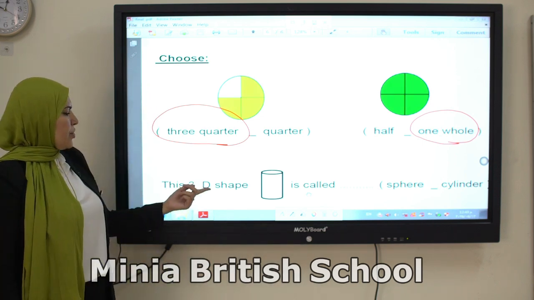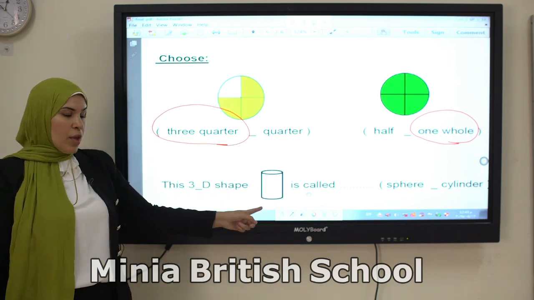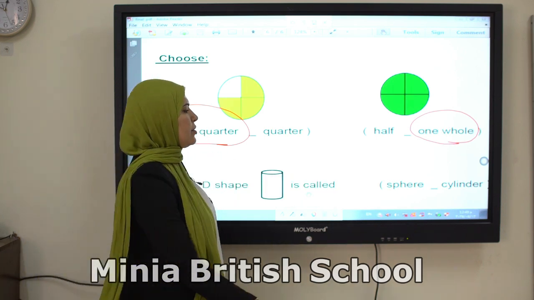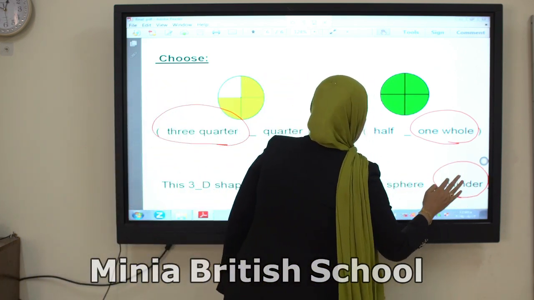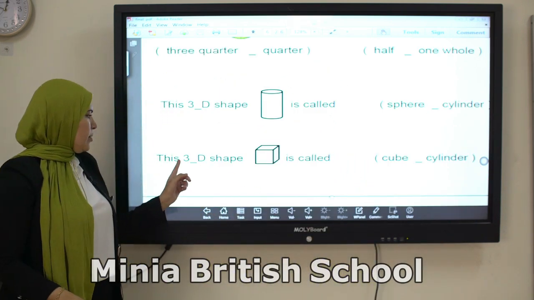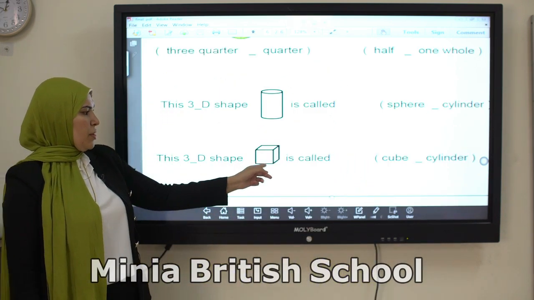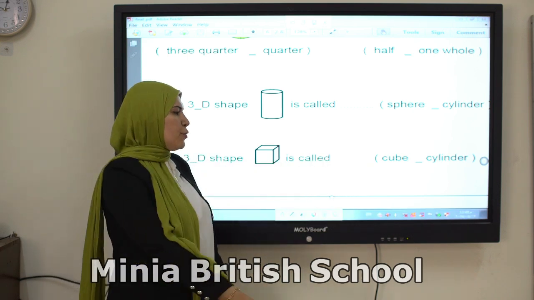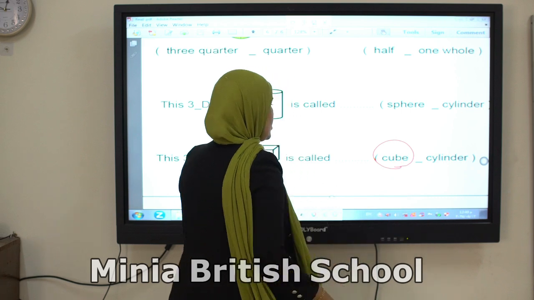Okay, this 3D shape, this is called sphere or cylinder? Cylinder. So make a circle around cylinder. Okay, here, this 3D shape is called what? Cube or cylinder? Cube. So make a circle around cube.